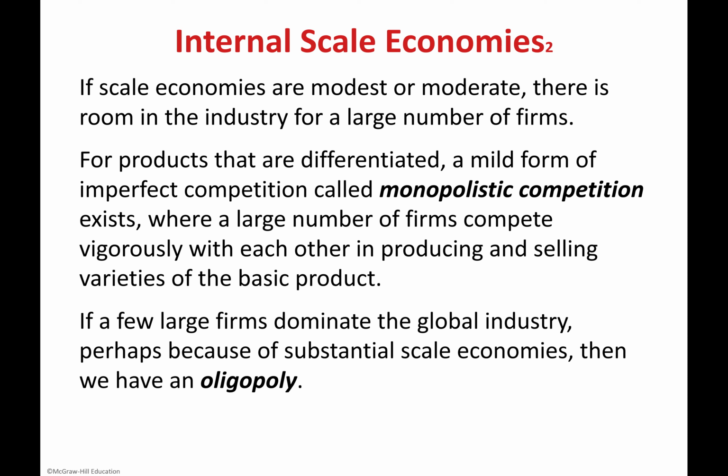Now, if there's only modest or moderate scale economies, then that tends to suggest that there's going to be a larger number of firms in the industry. I talked about oligopoly, but a different form is sometimes called imperfect competition, which is very similar goods, so not really differentiated. And sometimes that's called monopolistic competition. Here you've got a large number of firms competing.